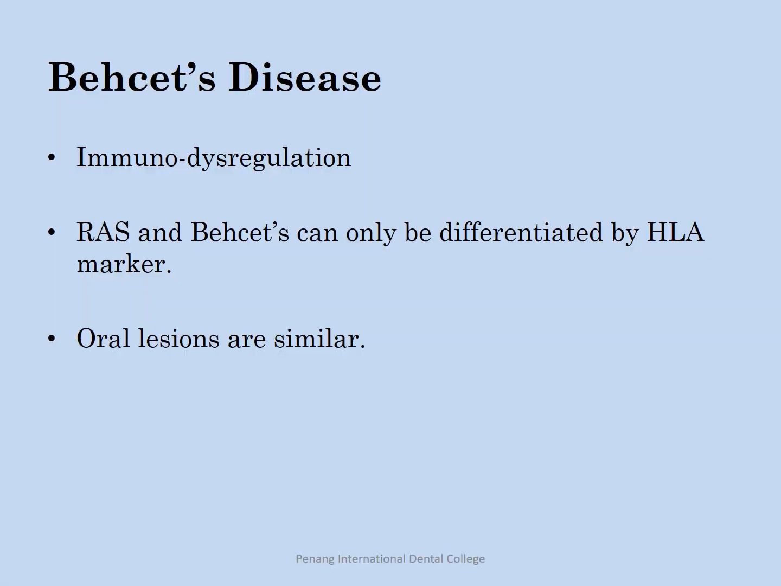Coming to Behcet syndrome, which is a common syndrome associated with recurrent oral ulceration or recurrent aphthous stomatitis, it is an immune dysregulation. That means there is an immune defect, and aphthous stomatitis can be differentiated from Behcet's only by an HLA marker. HLA is human leukocyte antigen, and I'm sure you know about it. It is related to the major histocompatibility complex. The oral lesions in Behcet syndrome are very similar to aphthous stomatitis.